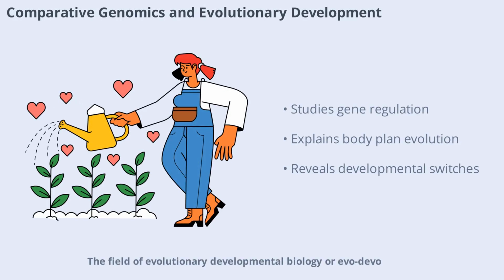The field of evolutionary developmental biology, or EvoDevo, uses comparative genomics to study how changes in gene regulation drive the development of different body plans and structures. By comparing the genomes of diverse organisms, researchers can identify genetic switches that control development, shedding light on the origins of complex traits and evolutionary innovations.